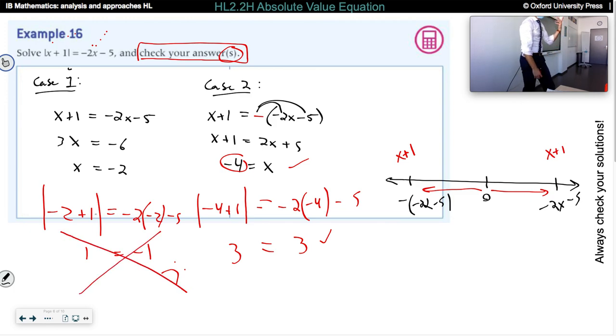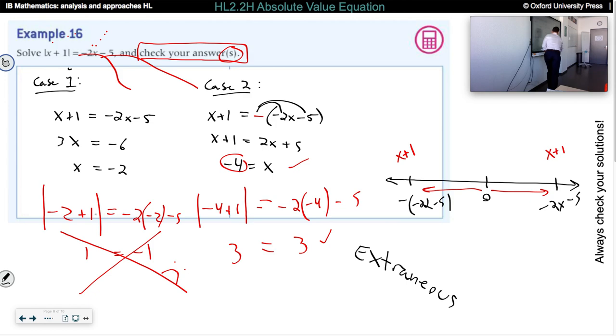Just like sometimes you get that in quadratics, where a solution presents itself, but isn't actually a solution to the end. It comes out of the structure of your solving method. Cool? They call it extraneous. Extraneous. How would you graph this again?